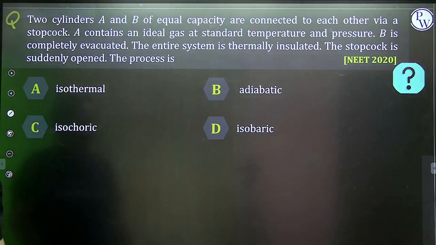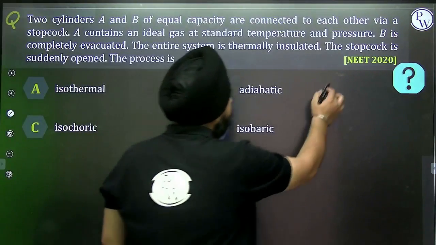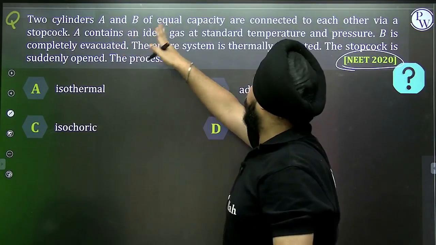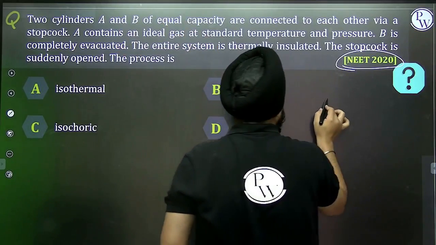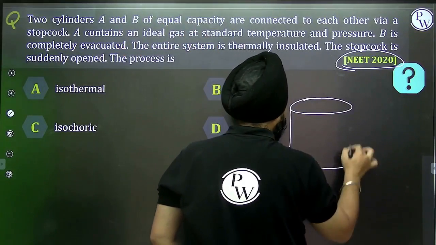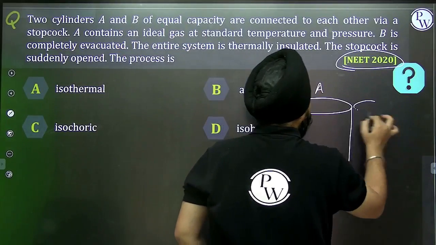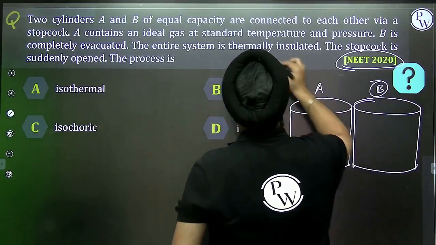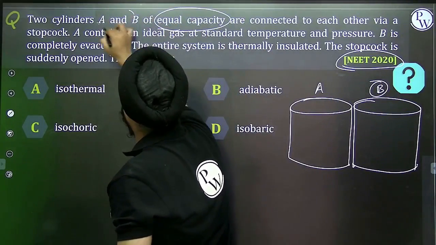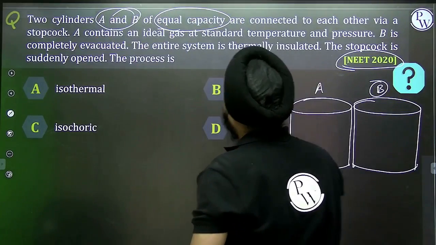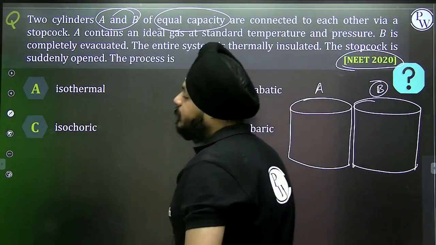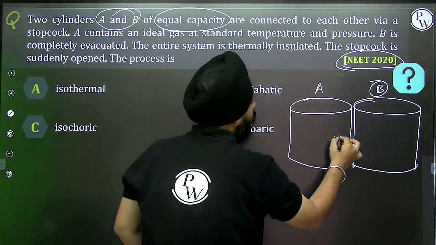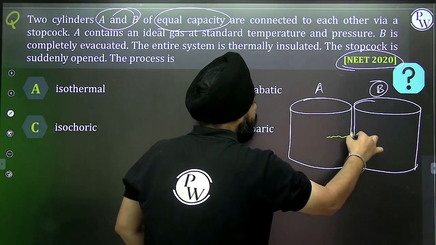Two cylinders. This question is quite important. See, this kind of theoretical question was asked in NEET 2020, the latest one. Two cylinders A and B are of equal capacity. Cylinder A, cylinder B, both are of equal capacity. Two cylinders A and B are connected to each other by a stopcock. There is a stopcock.